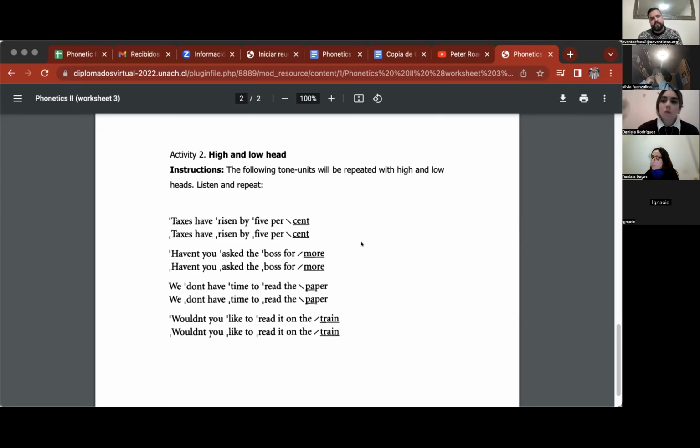We don't have time to read the paper. And the contrast. We don't have time to read the paper. Okay, I identify that you pronounce both the same. We don't have time to read the paper. And the second one would be, we don't have time to read the paper. Okay, one is like high and it was slow. Try again, Nacho.